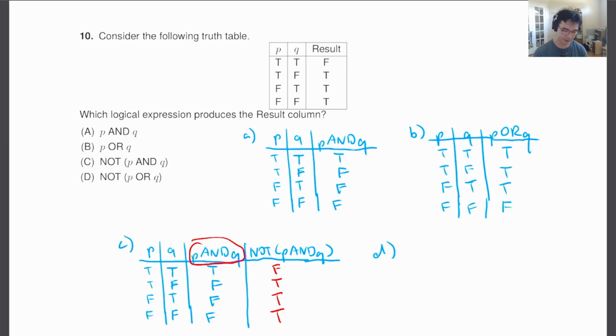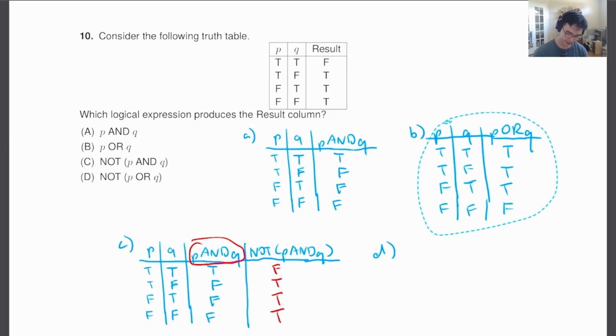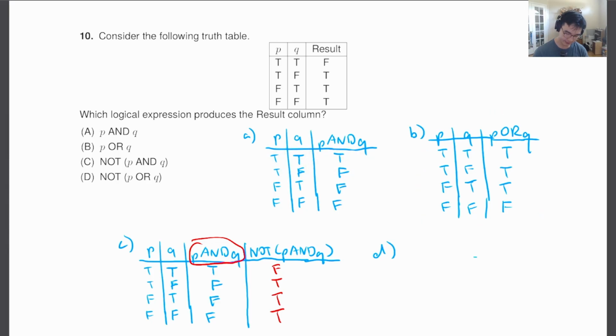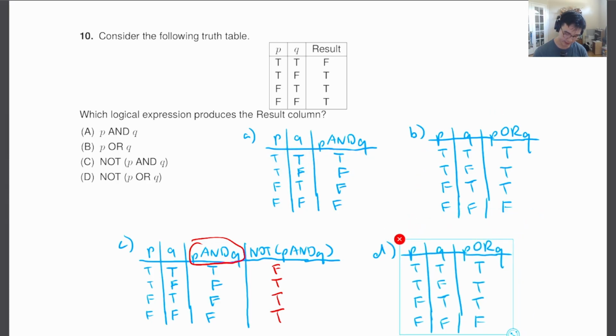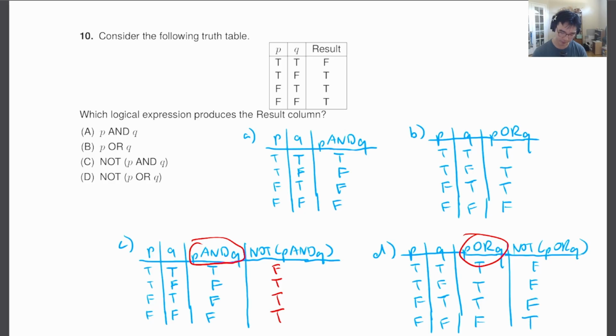You can do the same thing with or. So if you look at D, D is just a not of B. So I'm going to go ahead and not that column. So not true is false, not true is false, not true is false, not false is true. Oh, I should probably do it in red like I did the other one.